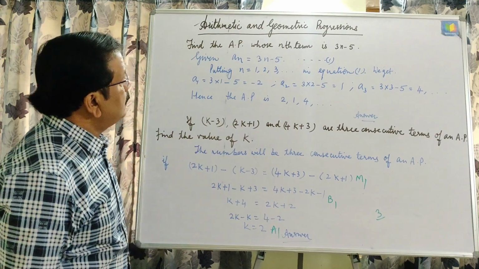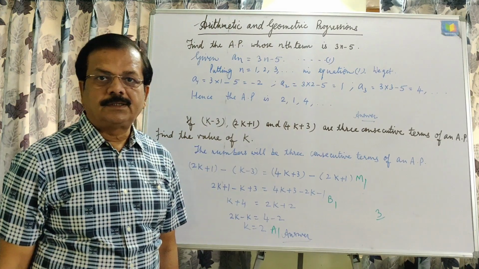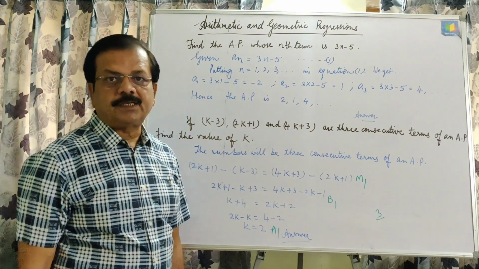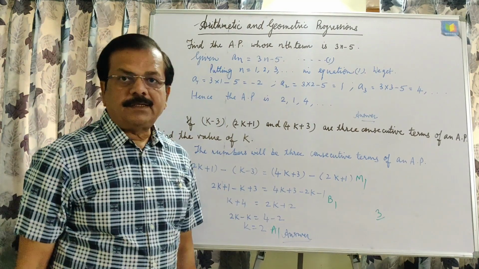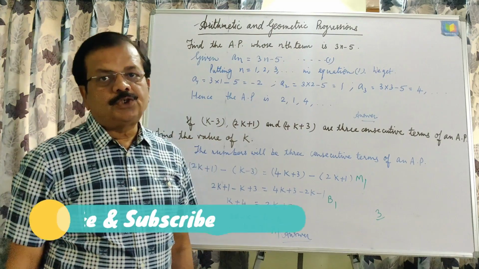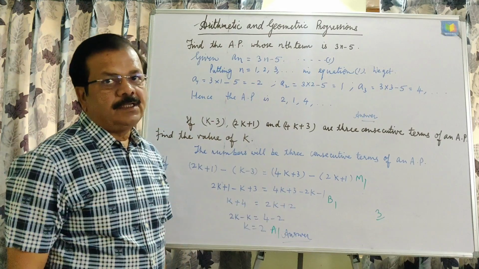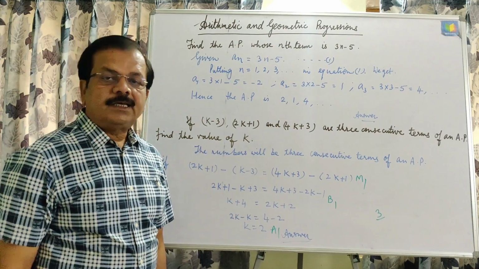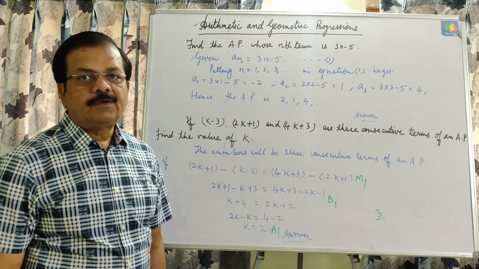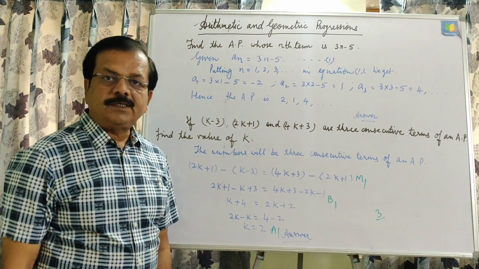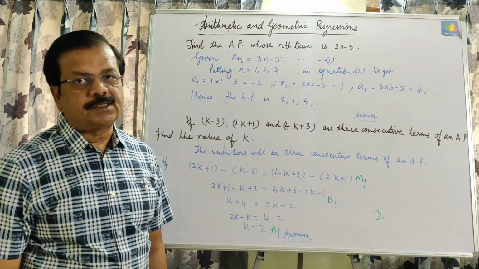Okay, and a list of non-zero numbers is called geometric progression, which is obtained when the ratio of any number with the preceding one is the same. That is, if the ratio of any succeeding number with its preceding number is the same, then we say that this is in geometric progression.